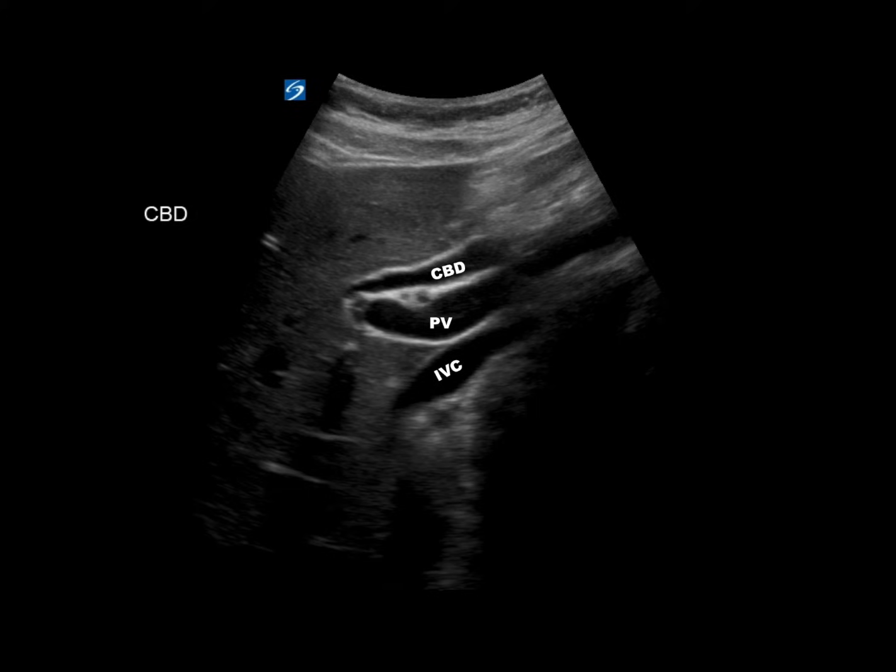We can see the common bile duct. Here we can see that little structure of the hepatic artery right here, the portal vein, and then the IVC. And as I discussed before, notice that here the portal vein is hyperechoic on both walls, and the IVC is not.